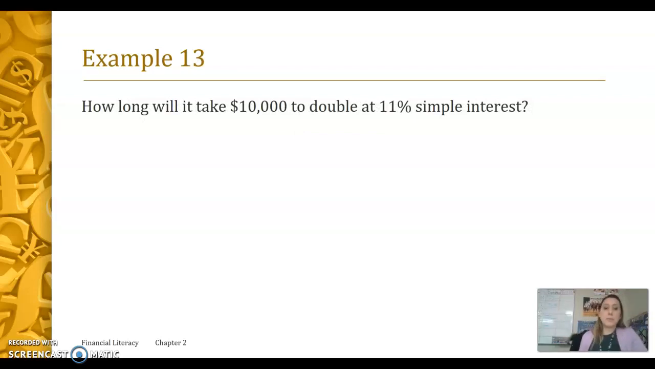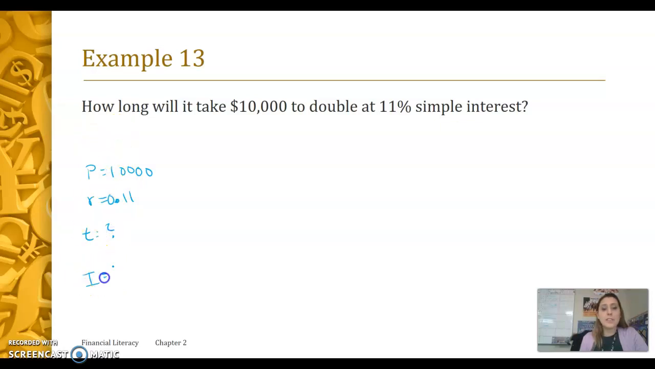Okay, so the last one I want to talk about is something that got tripped up last semester. A lot of students got tripped up by the wording in this, so I want to make sure we understand. So we're solving for time, and so my principal for this is $10,000, because that's what it says, how long with $10,000, and then my rate is 11%, so 0.11, and then my time is what I'm solving for, because it's asking me how long.